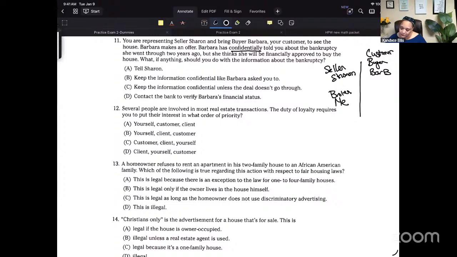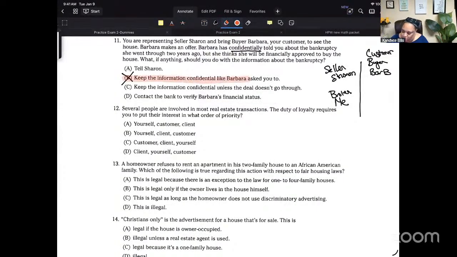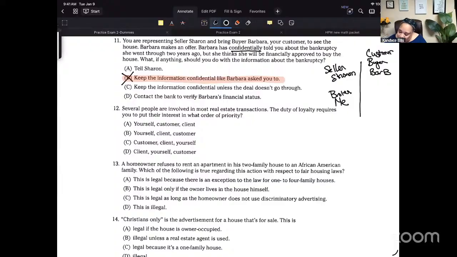Houston, we have a problem. Our answer is not B. That is the wrong answer. Womp womp. But why is it not the right answer? Because it's just a customer. We don't owe any confidentiality. Yes, exactly. That loyalty you owe to your client, not your customer.